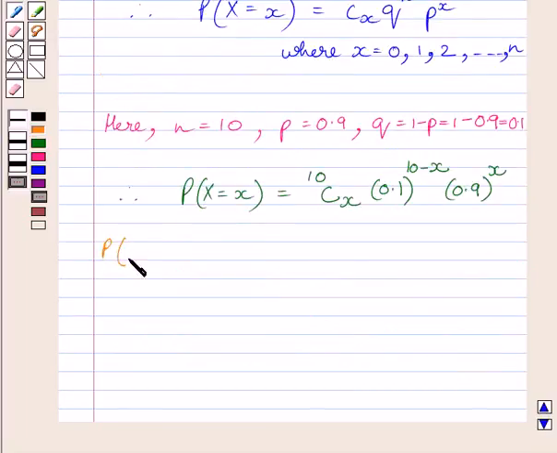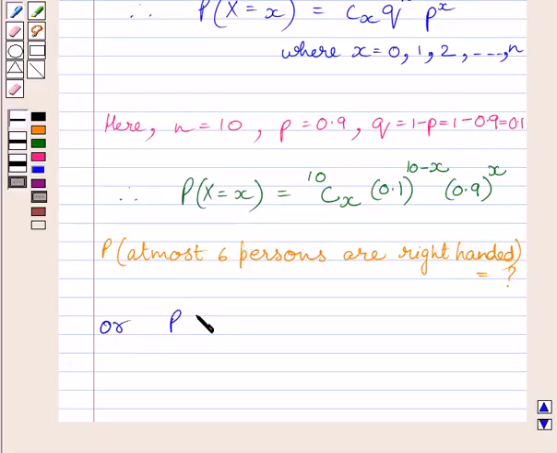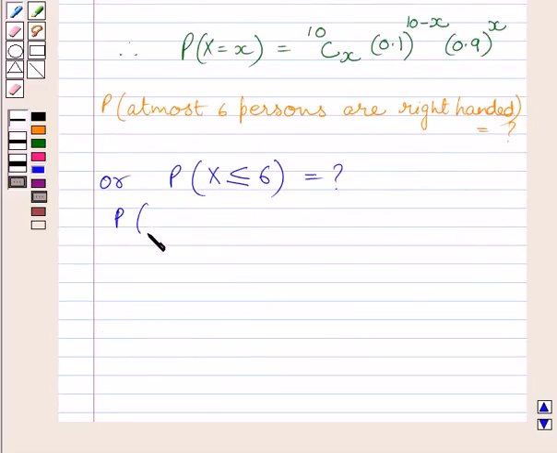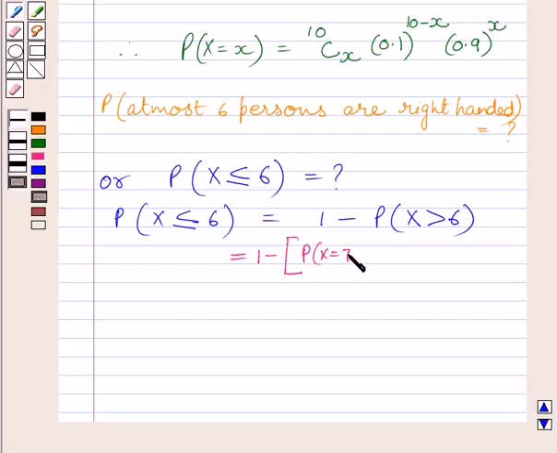Now we have to find the probability that at most 6 persons are right-handed. Or we can say we have to find the probability of x less than equal to 6. Now we know probability of x less than equal to 6 is equal to 1 minus probability of x greater than 6. Now this is further equal to 1 minus probability of x is equal to 7 plus probability of x is equal to 8 plus probability of x is equal to 9 plus probability of x is equal to 10.